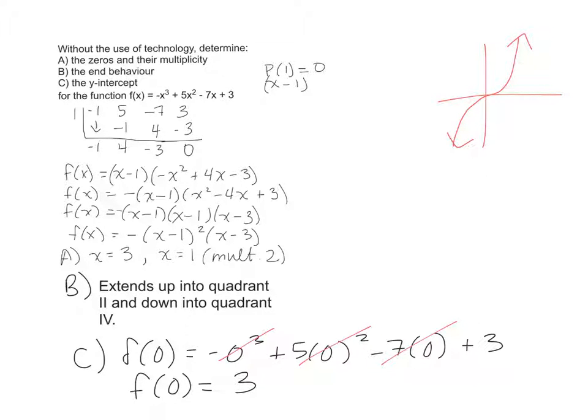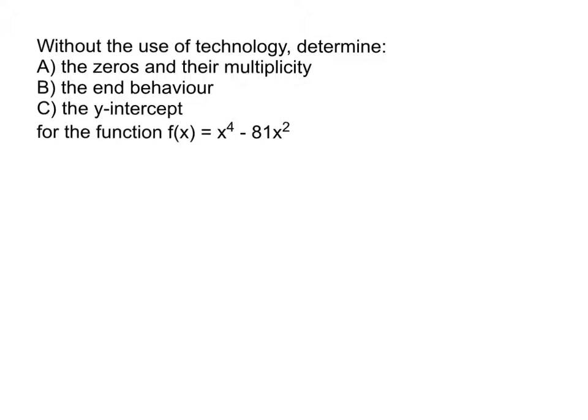This one I want you to try on your own or with people that you're sitting with if you need help. This one was way easier to factor if you remove a common factor first. So I'm going to take that function and remove the common factor of x squared. We're left with x squared minus 81. And then x squared minus 81 is a quadratic, and I can factor that easily.